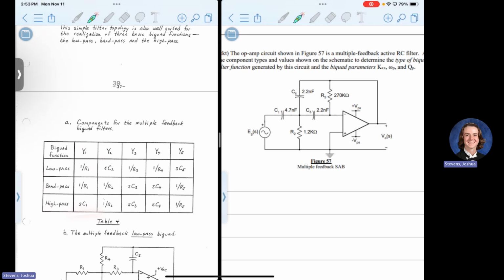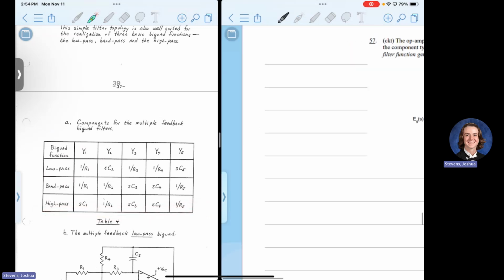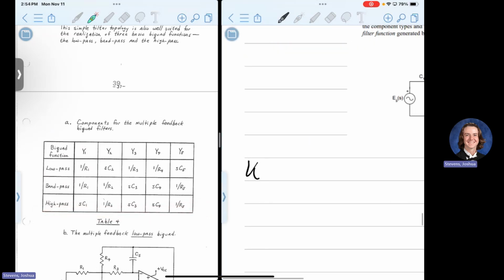Boom. And then make sure everything else matches. The admittance of our second component would be 1 over R2. Third component, SC3. Fourth component, SC4. Fifth component, 1 over R5. Tells you it's a high pass filter. Simple as that. This is the shortcut that I used. It tells me it's a high pass right away. So this K value is going to be a K high pass, like you said.